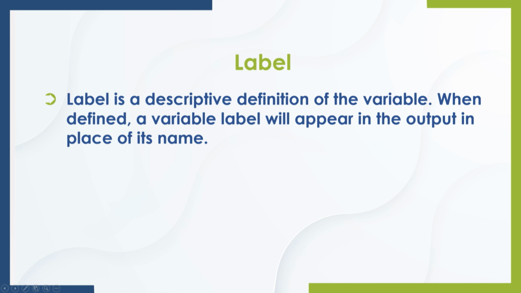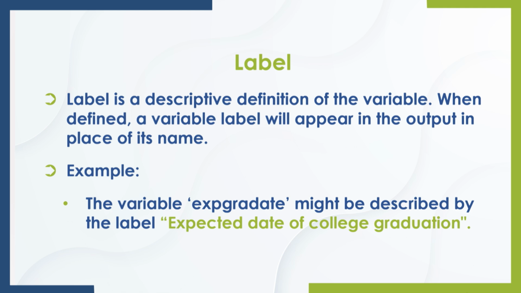Label. A label is a descriptive definition of the variable. When defined, a variable label will appear in the output in place of its name. Example: the variable expgradate might be described by the label expected date of college graduation, because SPSS does not accept a variable name with spaces.